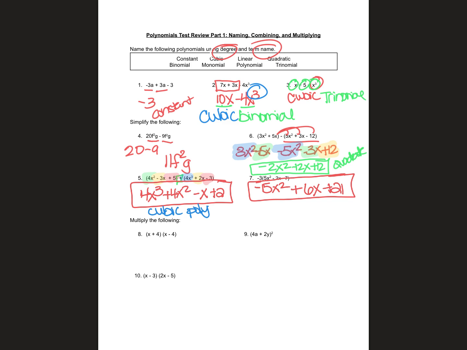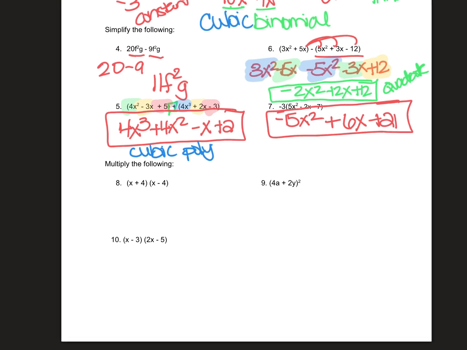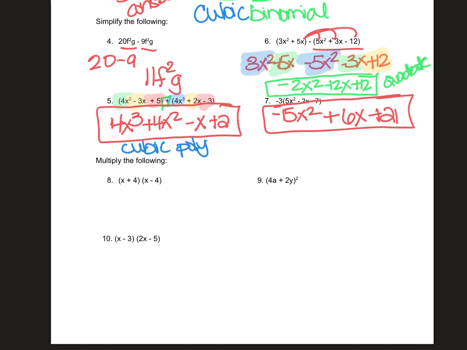So looking at 8, 9, and 10, we are going to be multiplying these polynomials. Now, I have shown you two methods to do that, either box method or FOIL method. Remember, FOIL is nothing more than double distribution. Okay? It is your choice, your preference. So first, number 8, I'll go with double distribution.